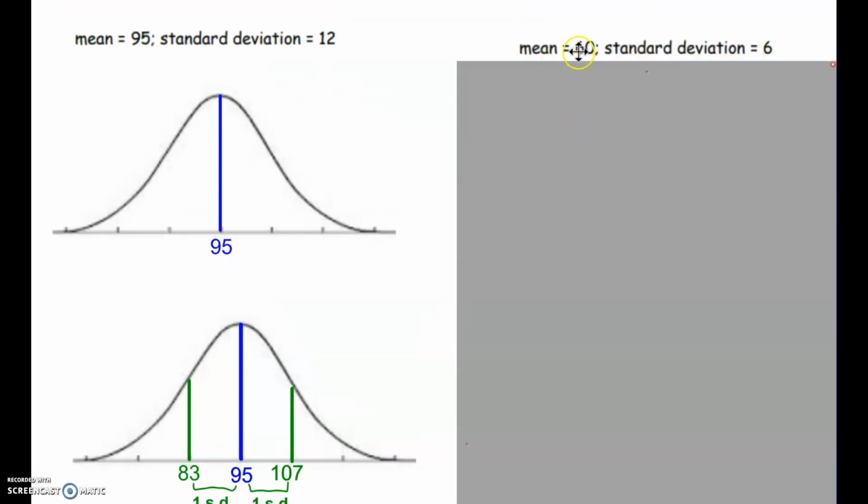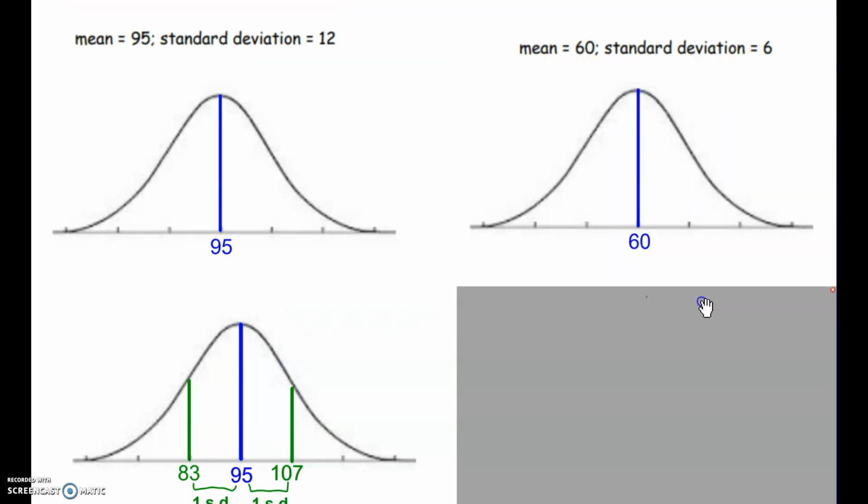Here's one with a mean of 60 and a standard deviation of 6. I'll get you started. Right in the middle of our normal distribution, I'm going to put the 60 for the mean. See if you can fill out what the standard deviations would be on each side.